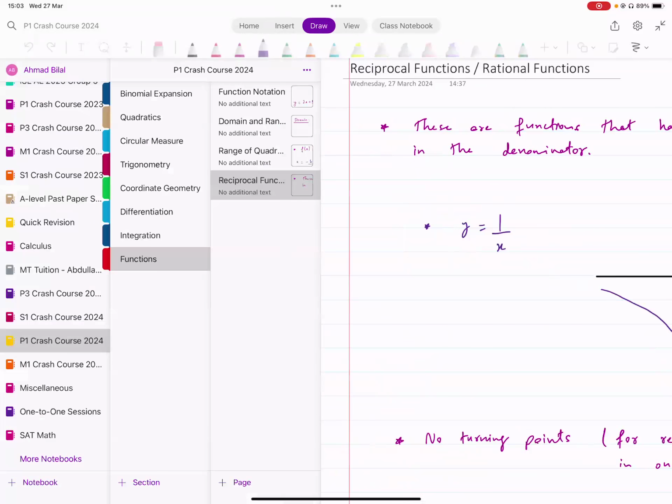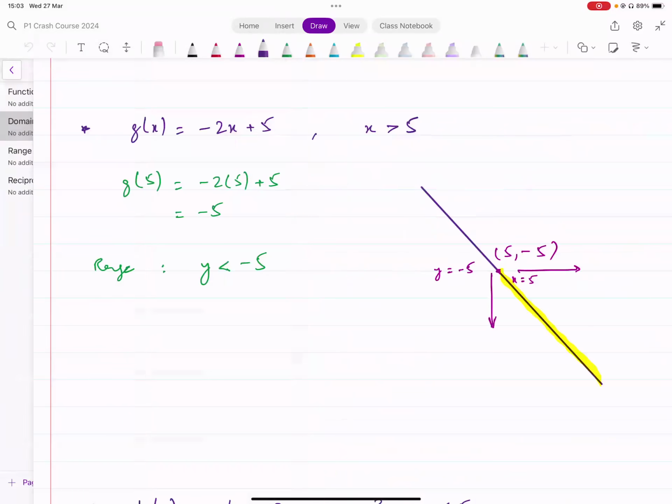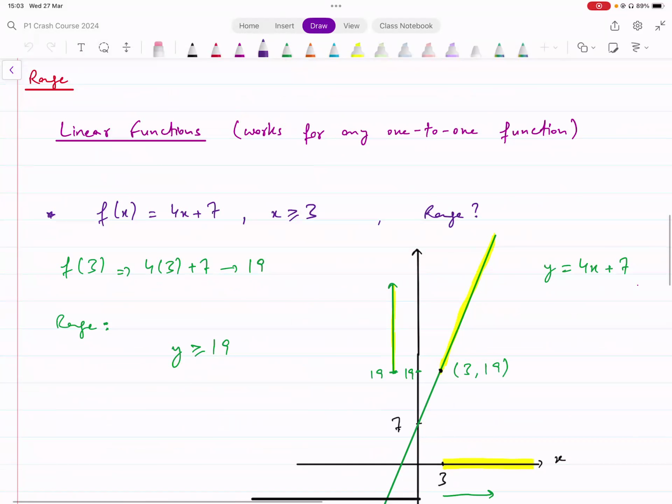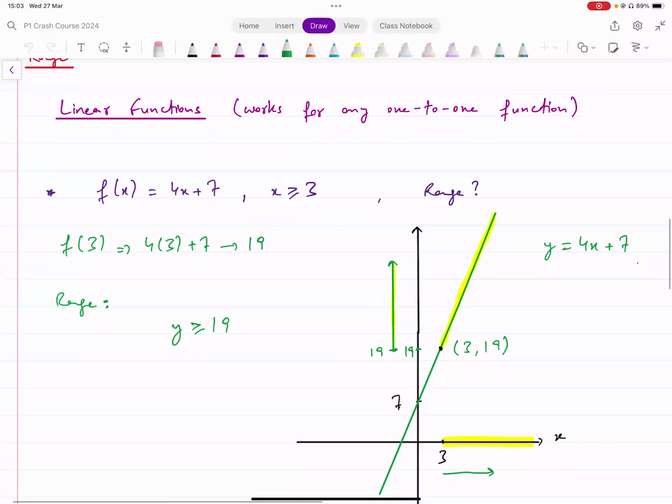Now, you could actually use the same method for linear functions as well, because linear functions also do not have any turning points. So in this case, for instance, x greater than or equal to 3, you could think of what happens when x is 3 and what happens when x is infinity. When x is 3, you get 19. When x goes to infinity, y is also infinity. So that gives you this range.